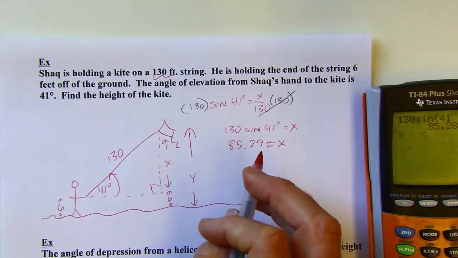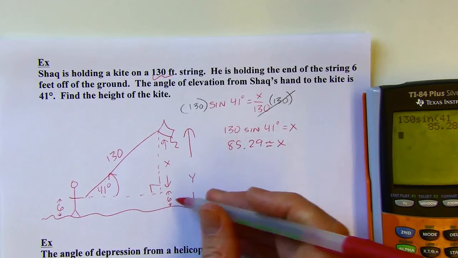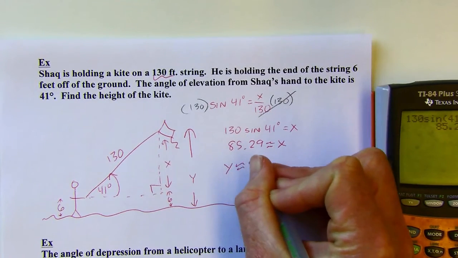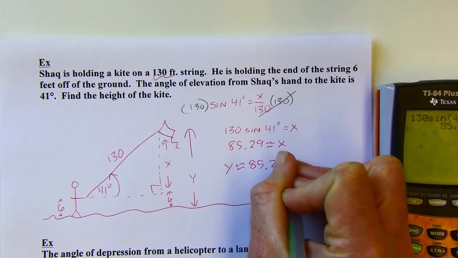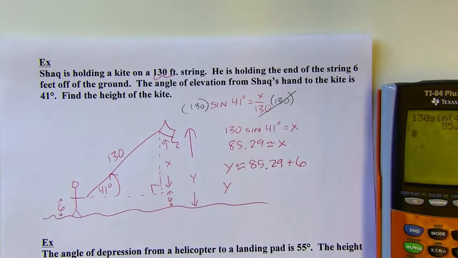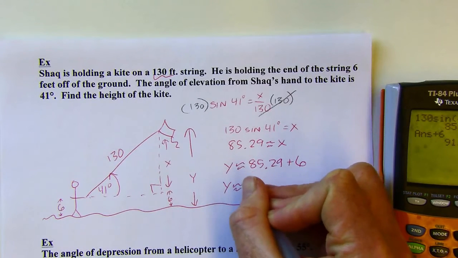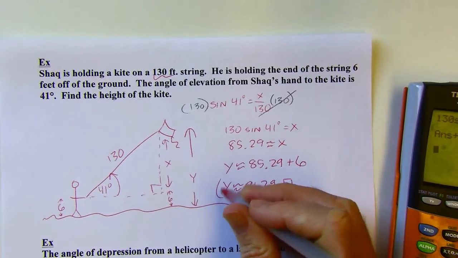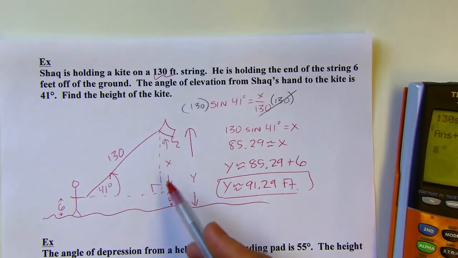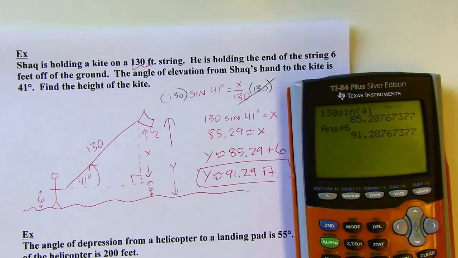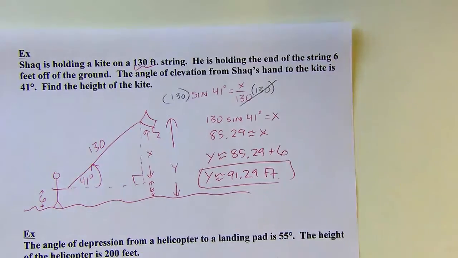That would be one of the wrong answers if this were multiple choice, because I still have to add 6 to that. So my final answer is going to be this plus 6. That puts me at about 91.29. And again, I need the units here. Everything else is in feet. And that seems like a reasonable number there, I think. Okay. All right. One more.